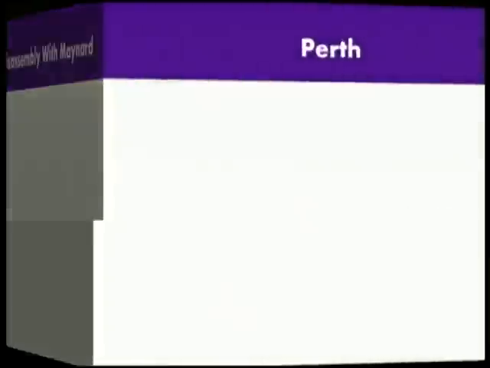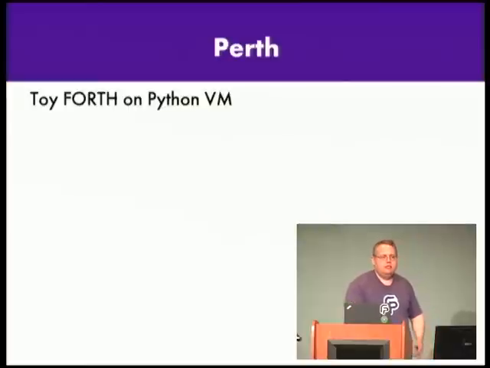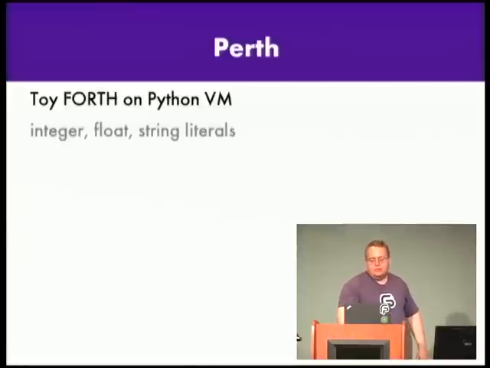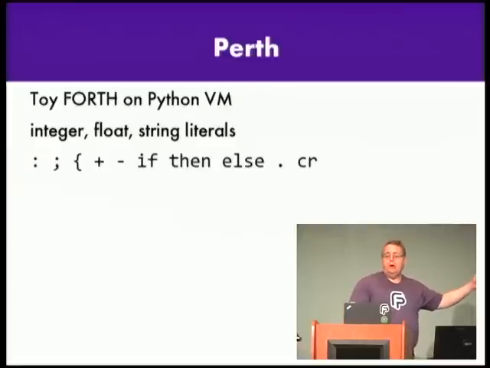So this, as promised, is another terrible idea of mine. Forth is a fourth interpreter written to the Python VM. It's really a toy. It's absolutely useless. It doesn't work properly for hardly anything. But it does implement integer, float, and string literals. It implements the following words right now. That's the fourth concept of a word.